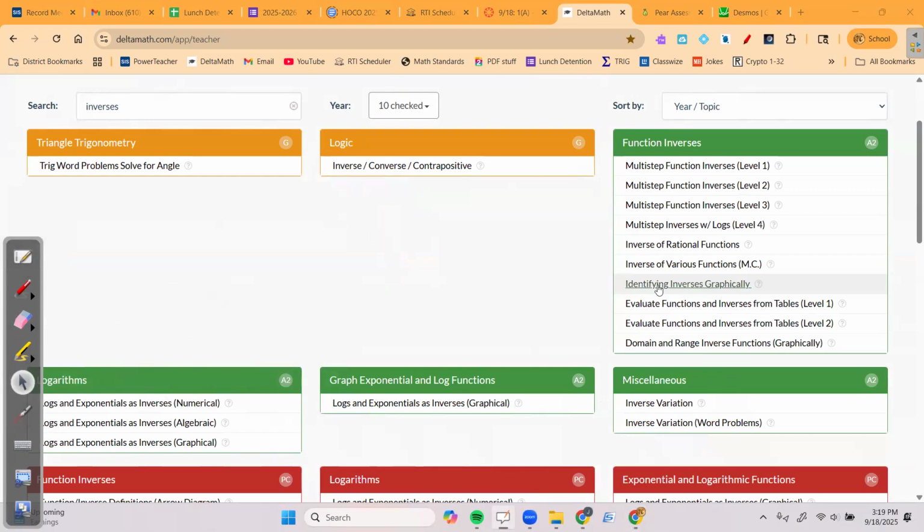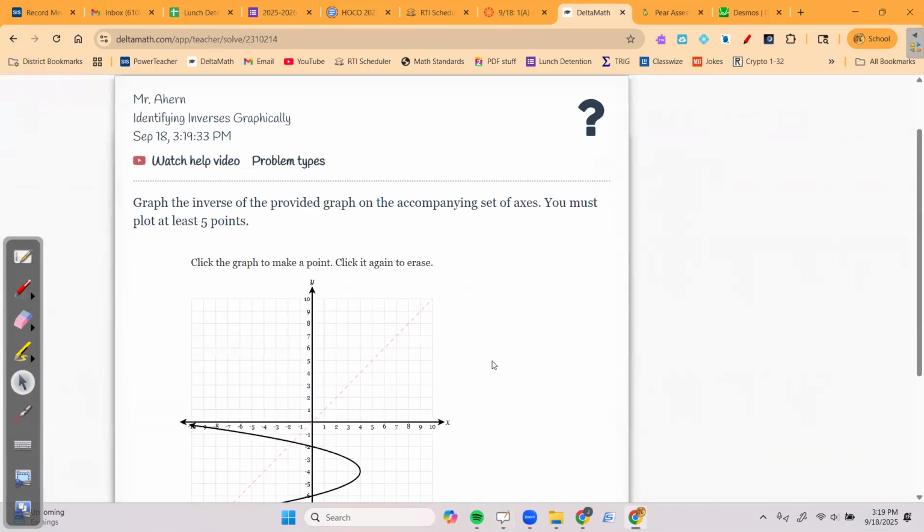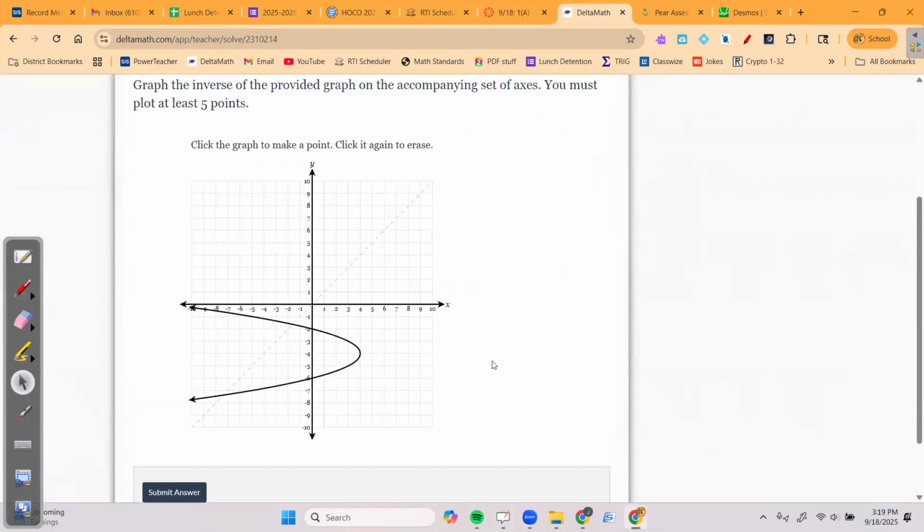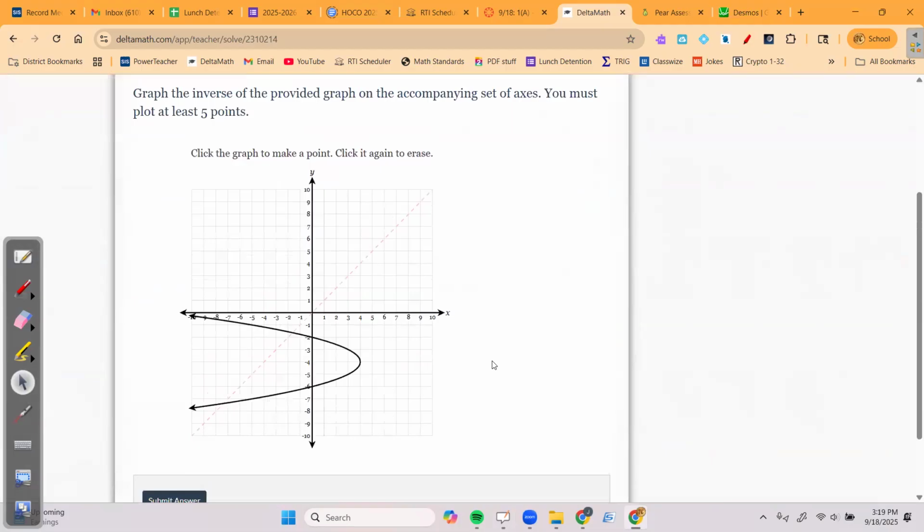The name of it, what I chose, was identifying inverses graphically. And so here it's not a function, right? It's a relation. So we can invert a relation. And what we're going to do is just pick 5 points. You might already have an idea of what it's going to look like. It's kind of good to try to generate it in your mind before you actually make the points and bring it to life.